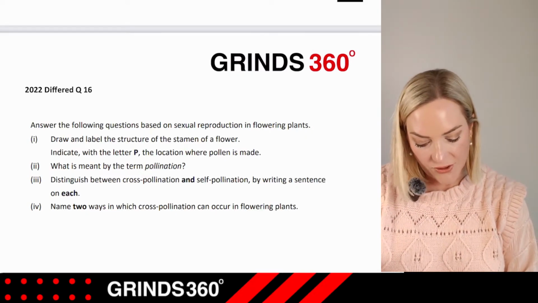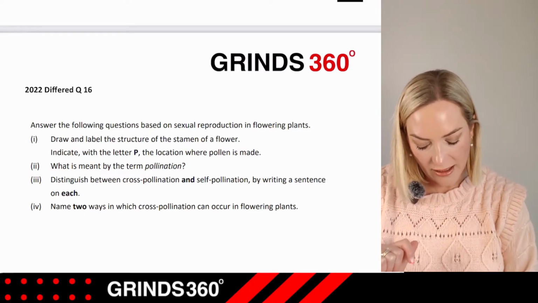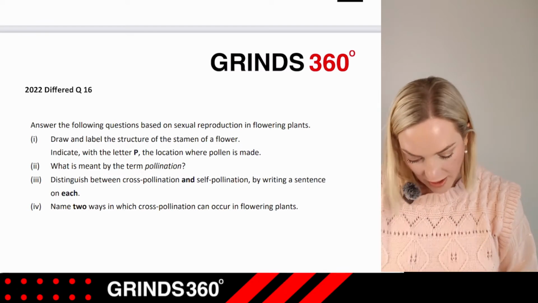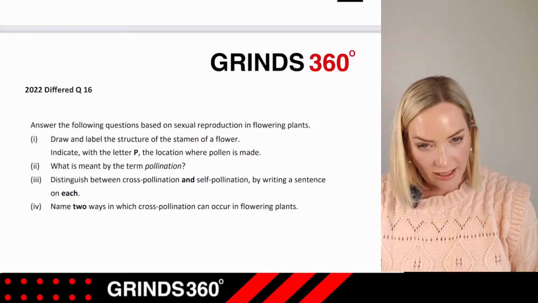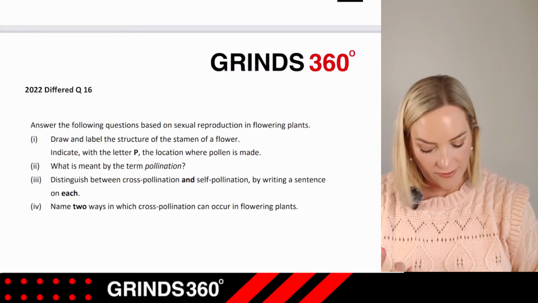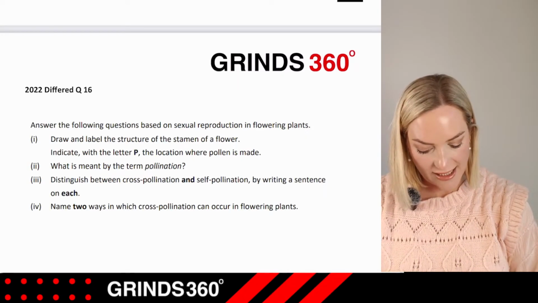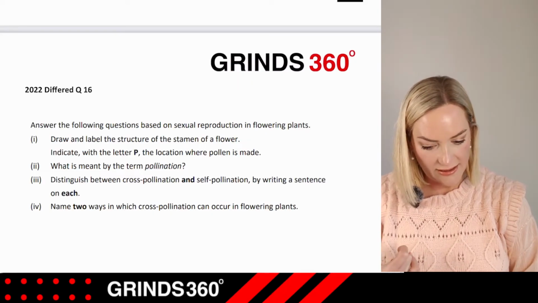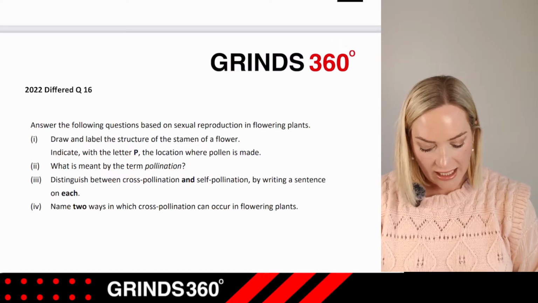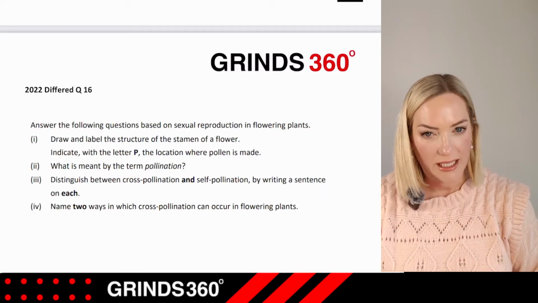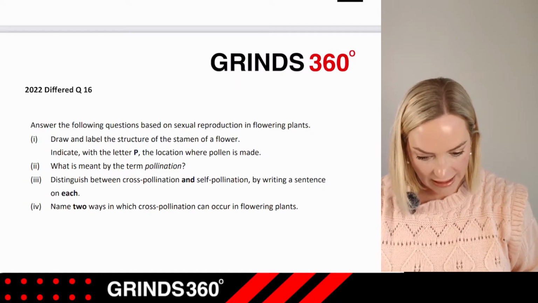So draw and label the structure of the stamen of a flower. Indicate the letter P, that shows the pollen, the location where pollen is made. What is meant by pollination? So that was asked there in 2024. Distinguish between cross and self-pollination by writing a sentence on each. Asked just there in 2024. And name 2 ways in which cross-pollination can occur in flowering plants.